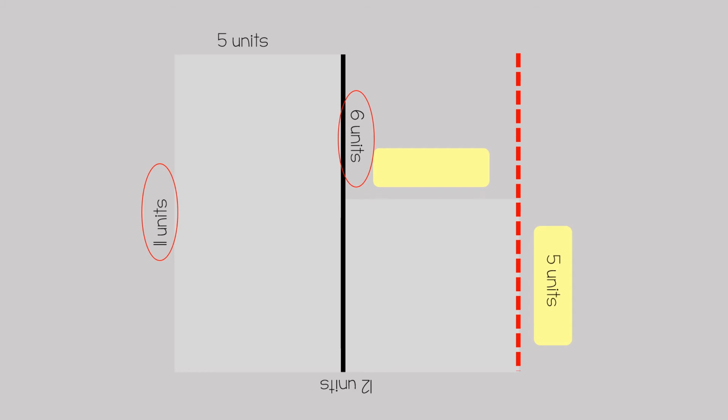Now let's look at the dashed blue line. We know that the opposite side is 12 units, and that part of the length of the blue side is 5 units, so 12 minus 5 equals 7. So the missing side is 7 units.